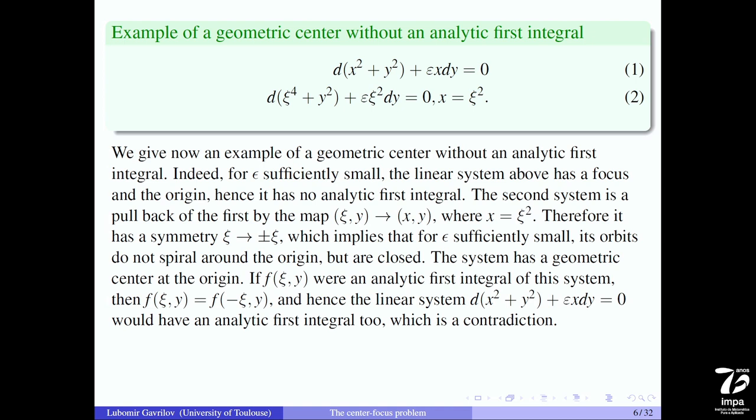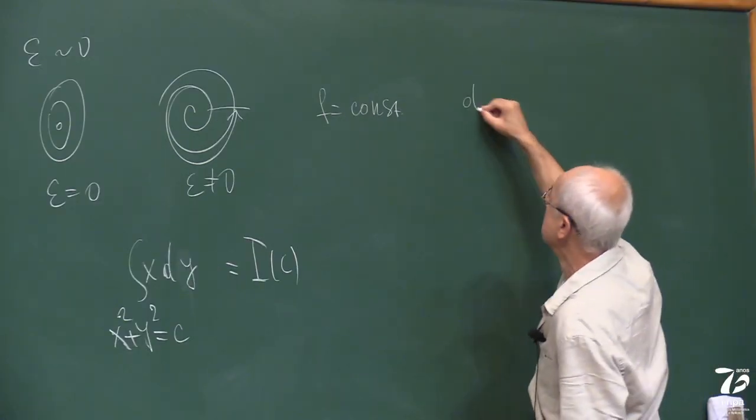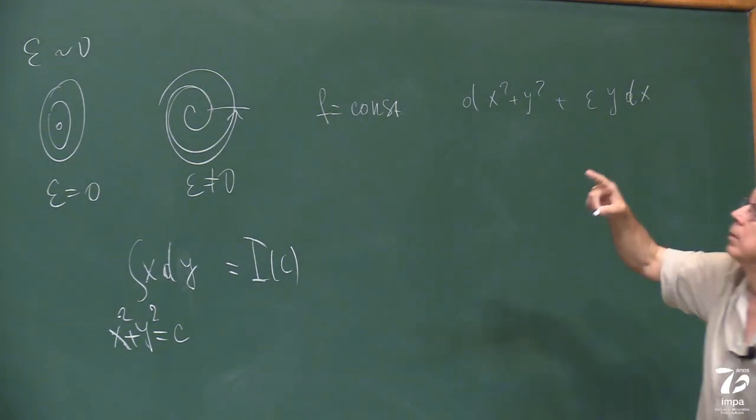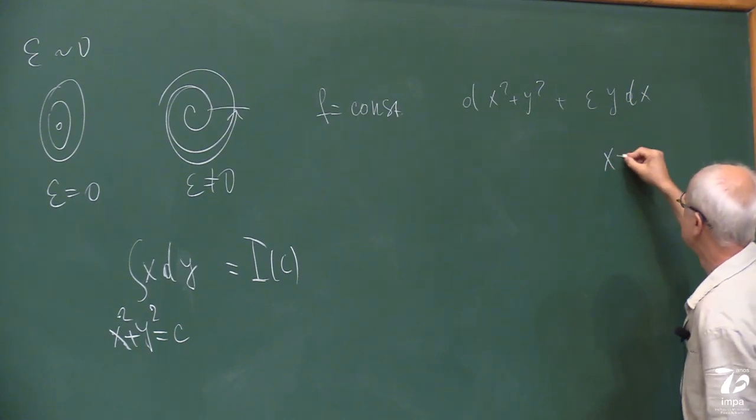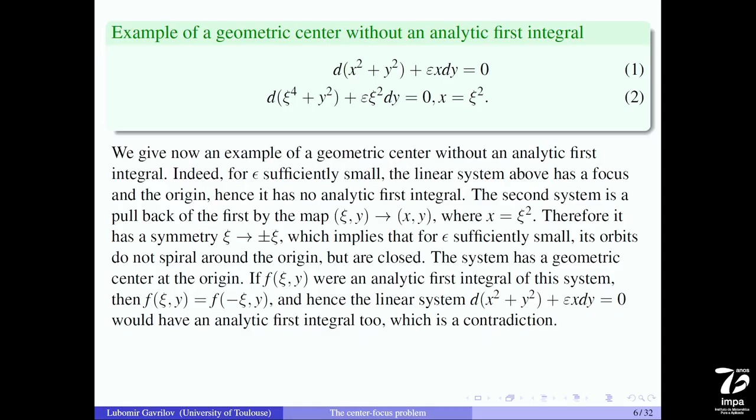But what is the relation between 2 and 1? The relation is very simple. The second is a pullback from the first. The pullback is given by x equal to c squared. You take your differential equation, the first one, and you put x equal to c squared, and you get the second. Okay, so it's a double covering. The second lives on the yxc space, so to obtain the first from the second, you go in the inverse way. That is to say, you make a pullback. So the relation is very simple.